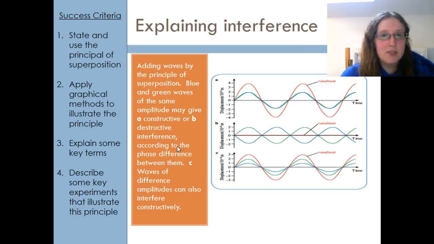Now, if my waves are different amplitudes, I still get this effect. It's better when they are exactly the same, but I still get the addition even if they're different amplitudes. That's just what the third one is showing you, that I can still get this reinforcement and cancellation.